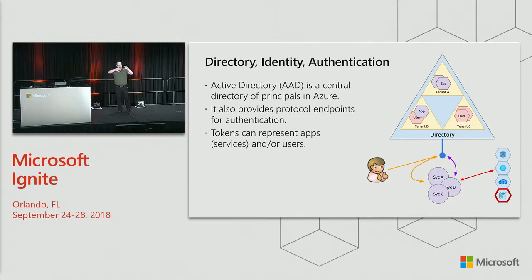Within the directory, you've got those yellow triangles, which are tenants, Azure Active Directory tenants, and within those you have your principals. The main two kinds of principals in Azure are users and service principals. And there are some differences. User principals usually represent people. Service principals usually represent programmatic things. And there's also a concept of an app in Azure AD, which actually wraps a service principal underneath. So you've got a bunch of identities in there.